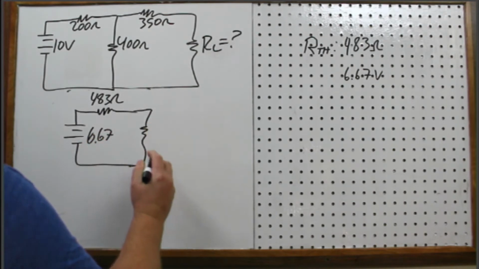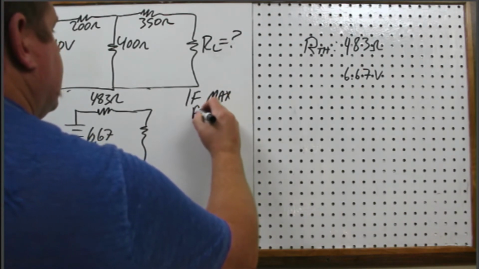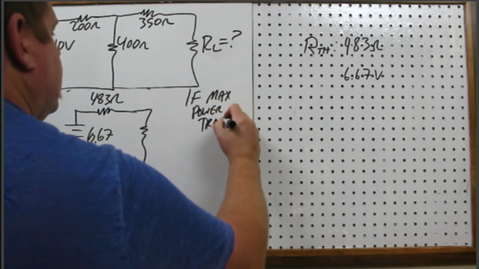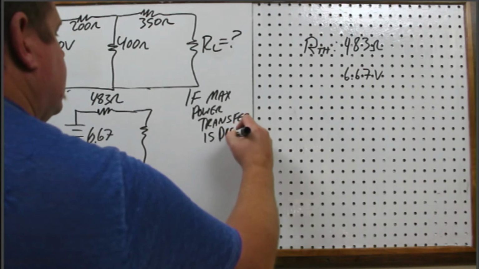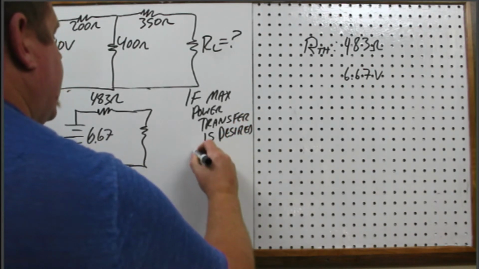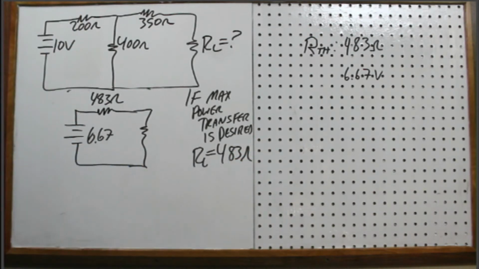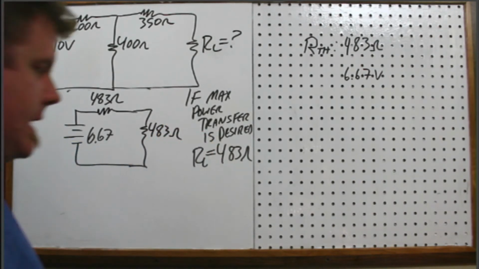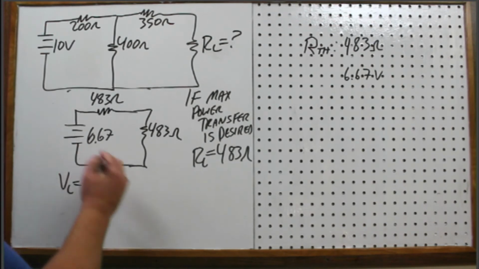And if max power transfer is desired, then we are going to set RL equal to 483 ohms. Okay? And that makes the analysis pretty simple. So the voltage on the load is basically half of this.